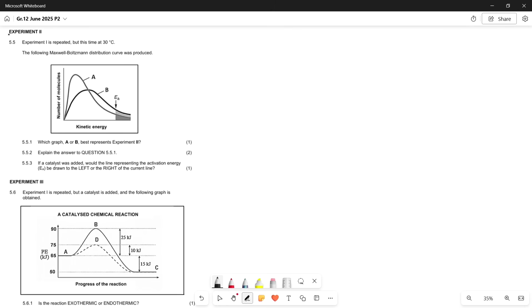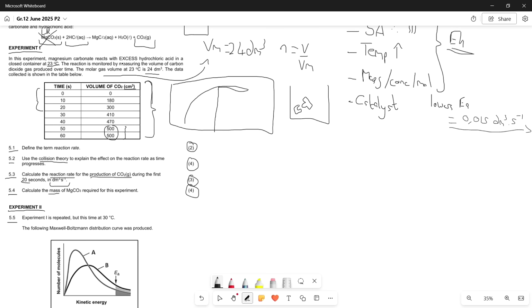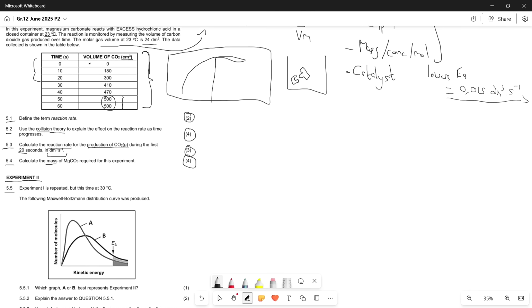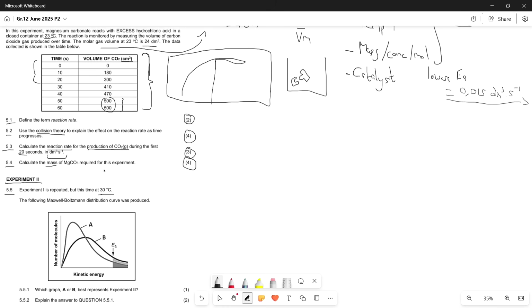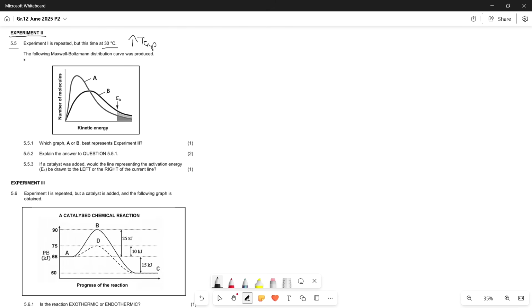Okay, cool. And then we're on experiment 2 over here, and question 5.5 says experiment 1 is repeated. So the same experiment is repeated, but this time at 30 degrees Celsius instead of 23 degrees Celsius. So at a higher temp. So it says the following Maxwell-Boltzmann distribution curve was produced. So this was experiment A and this was experiment B. So we have 2 different experiments and we need to see which one aligns with experiment 1 and which one aligns with experiment 2 based on our understanding of the Maxwell-Boltzmann distribution curve.